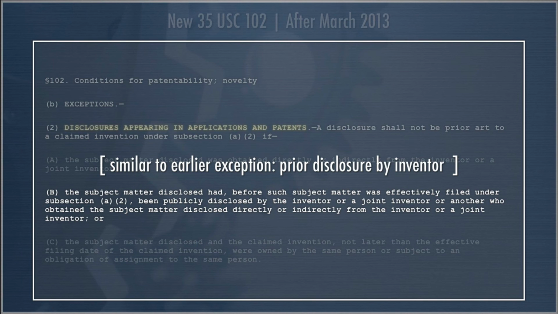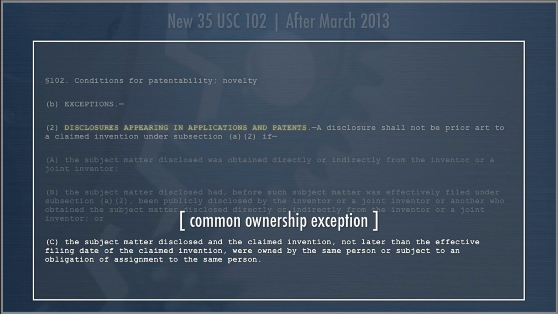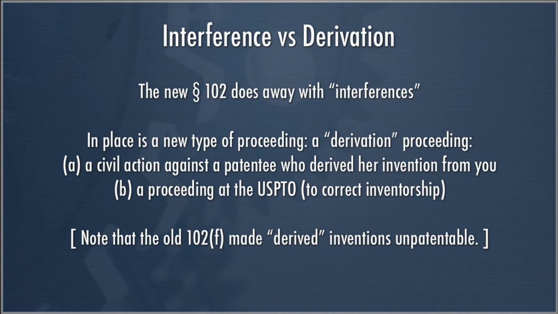B, we talked about already. Prior disclosure by the inventor is also an exception. And then the common ownership exception. Right? So one of the interesting things about our new section 102 is that it does away with this concept of interferences. We will no longer have interferences in the new regime, but it replaces it with a derivation proceeding, right? And it effectively gives a civil action, a civil remedy against a patentee who derived her invention from you.